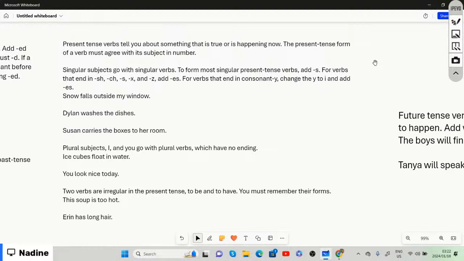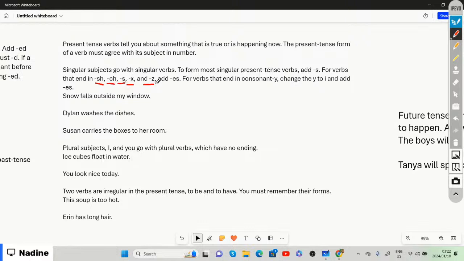And if the verbs end in sh, ch, s, x, or z, then we add an es to it. And for the verbs that end with a consonant and y, we change the y to an i and we add the es. And we're going to show you an example of that soon.